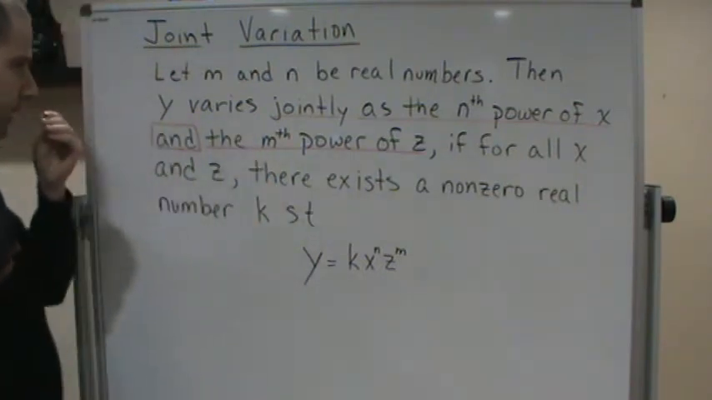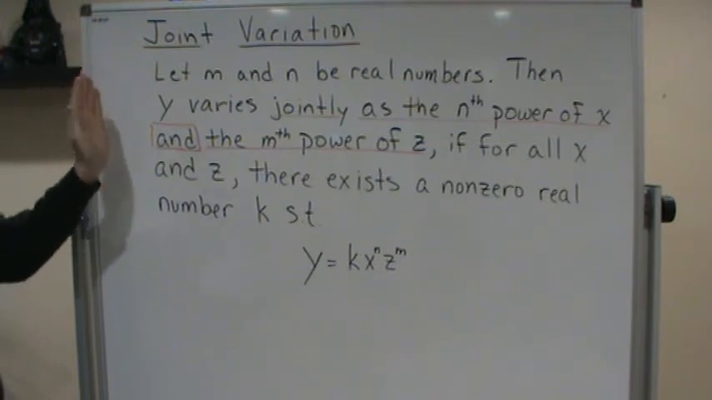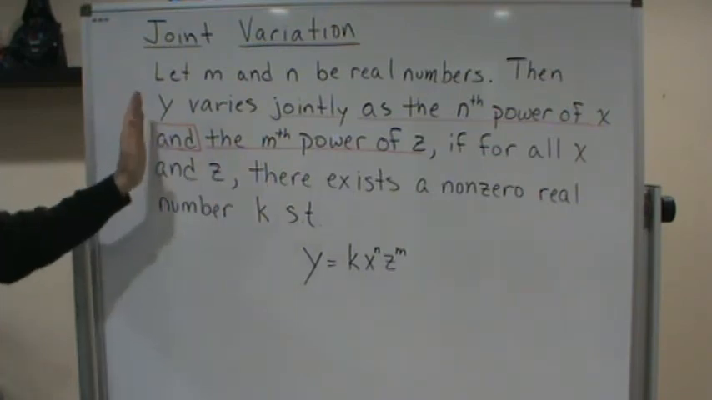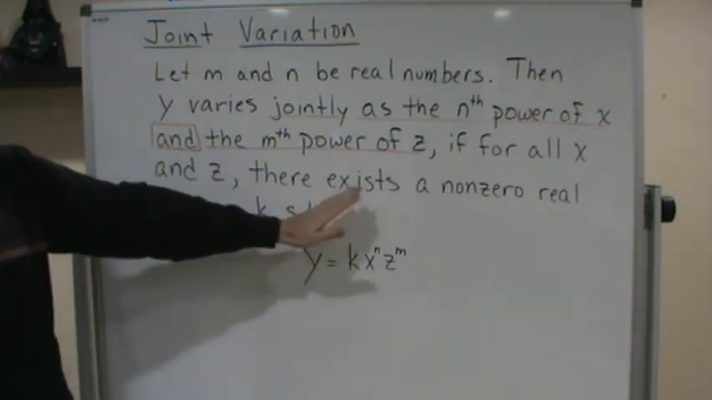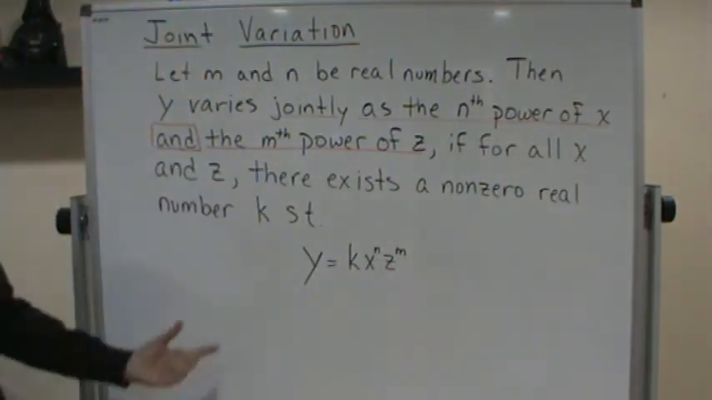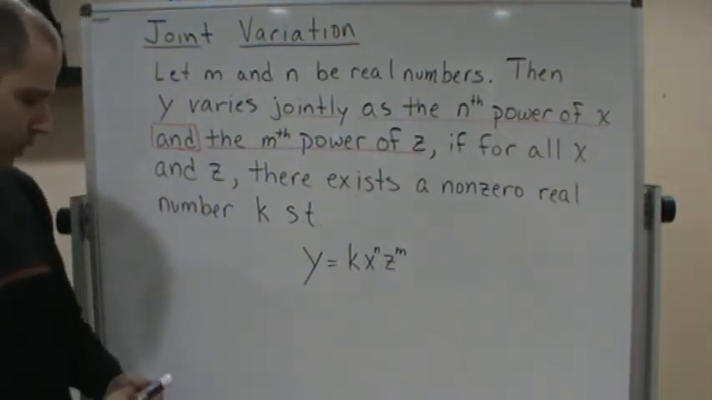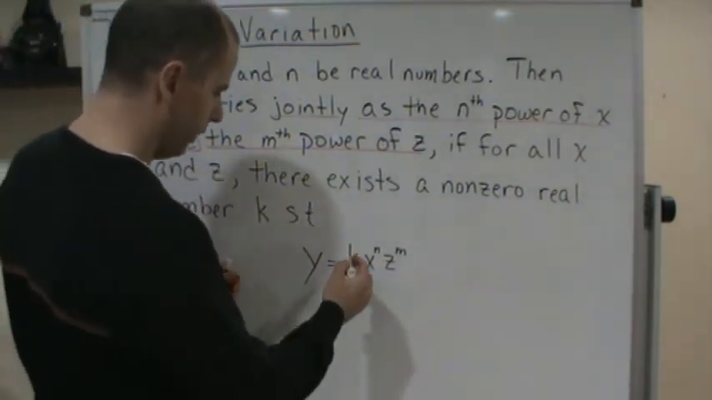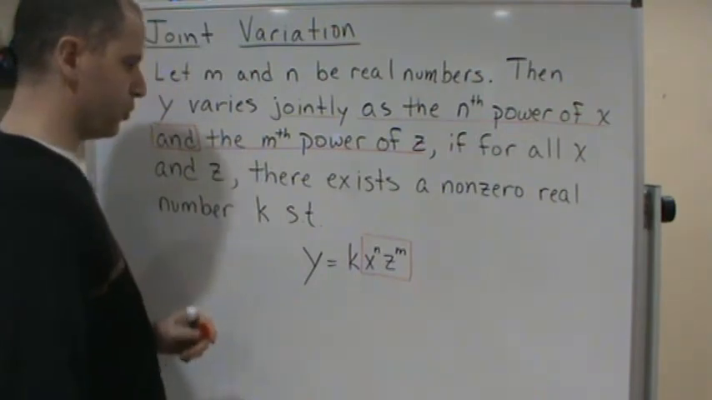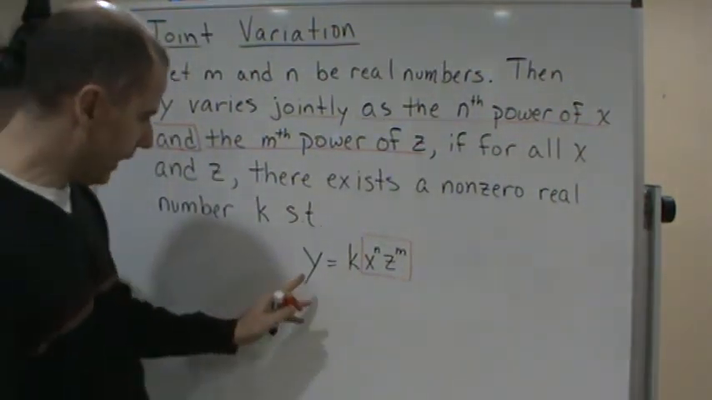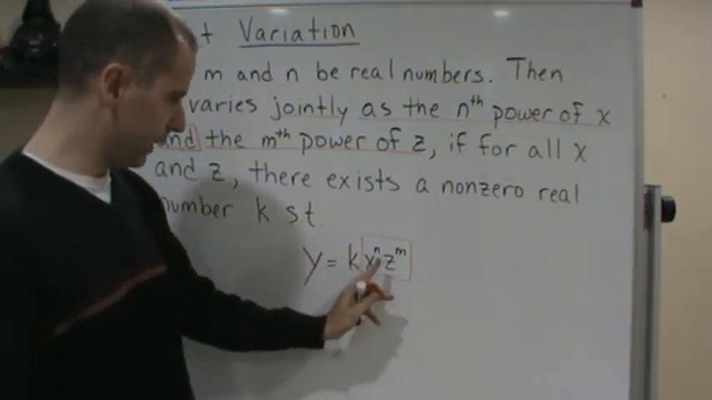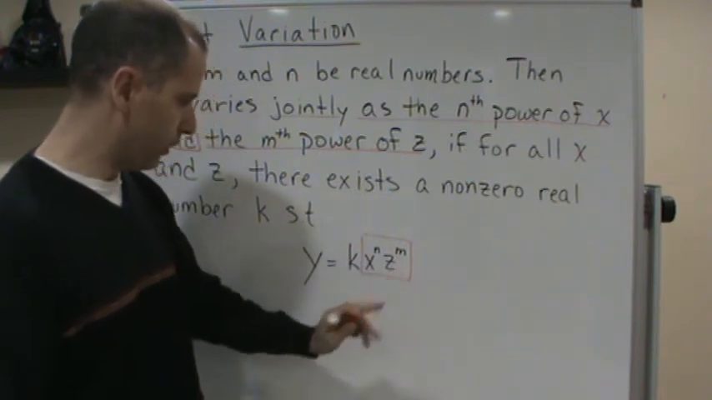So now we would say that y varies jointly with these two variables. If that's the case, then there has to exist another constant, a nonzero real number k, such that this relationship holds. Notice that y varies jointly means that we've got two variables over here, and so you could look at it that y varies directly with the nth power of x and also varies directly with the mth power of z.